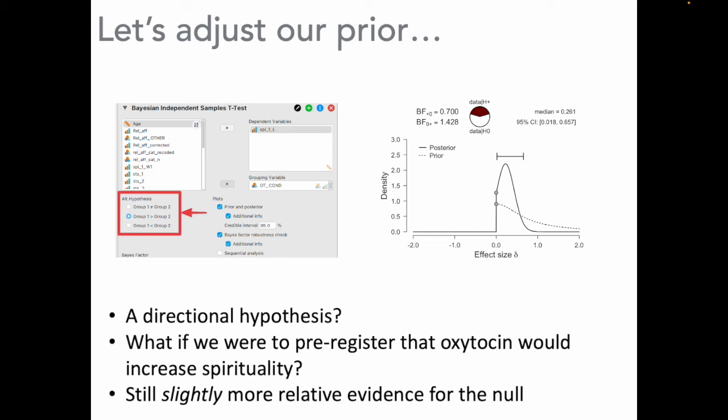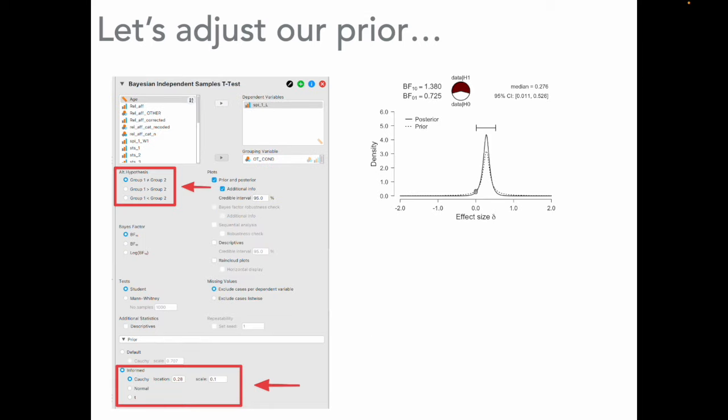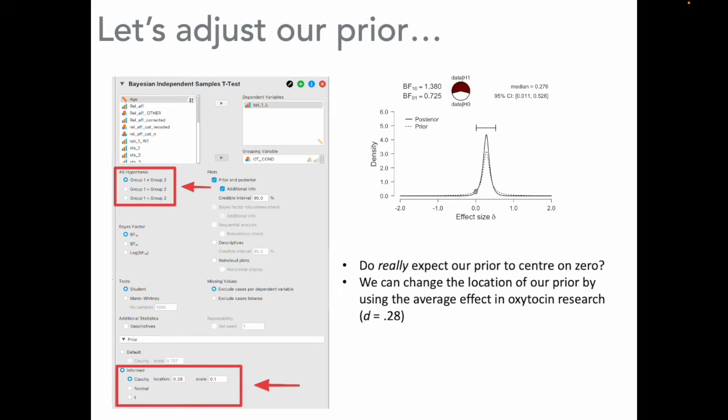But here, it didn't make too much difference. There's still slightly more evidence for the null, 1.4. So it's even more inconclusive here. There are other ways that you can adjust your prior distribution. In many fields, you may not actually expect for this to center around 0. Maybe within your research field, you have a good understanding that, well, effect sizes tend to hover around 0.2. You can adjust your prior in that sort of way.